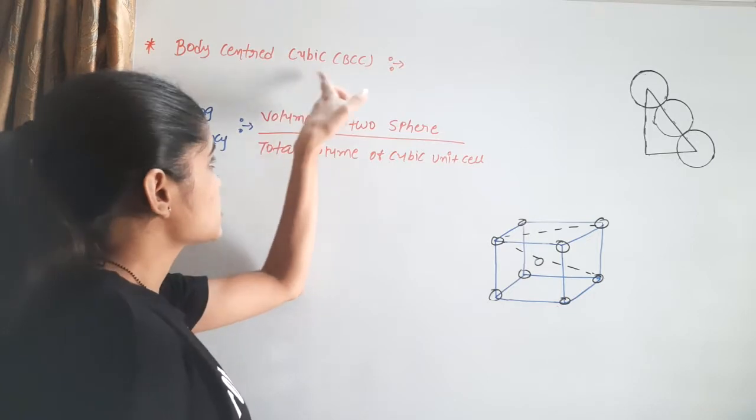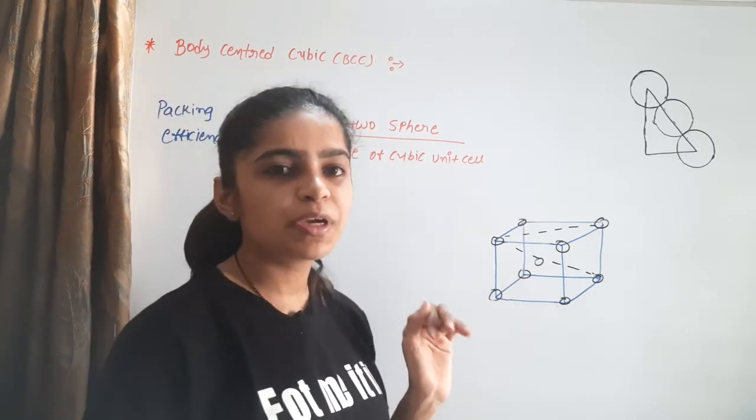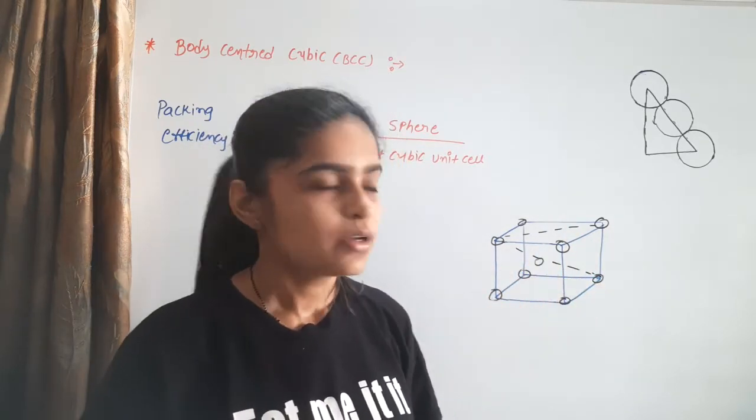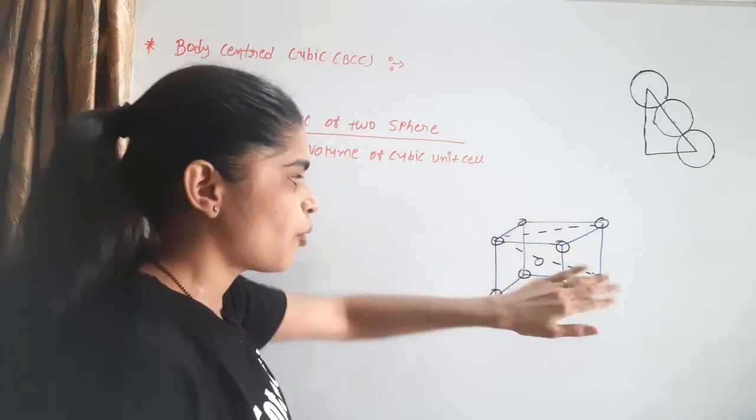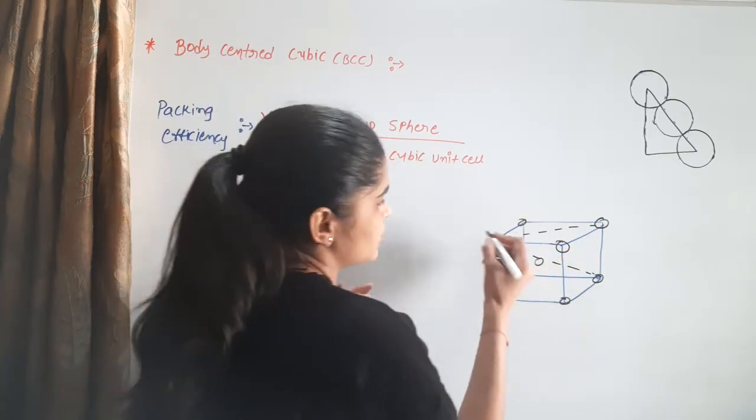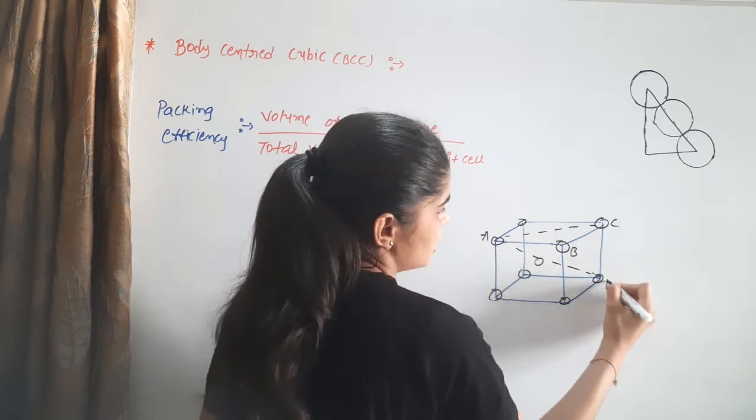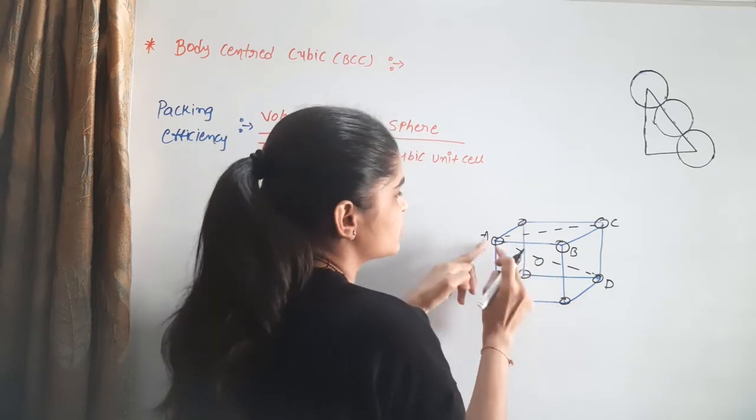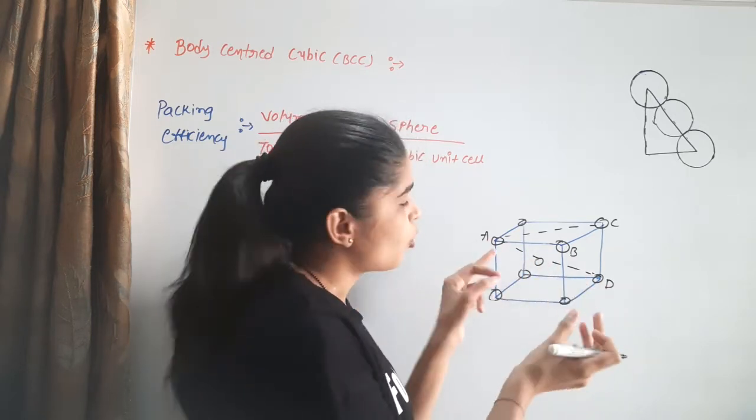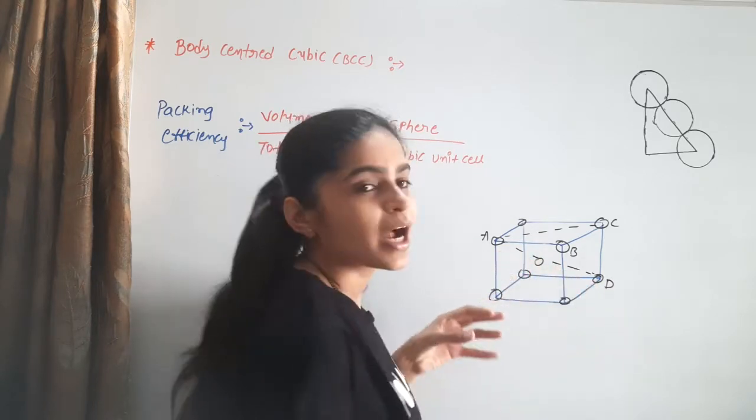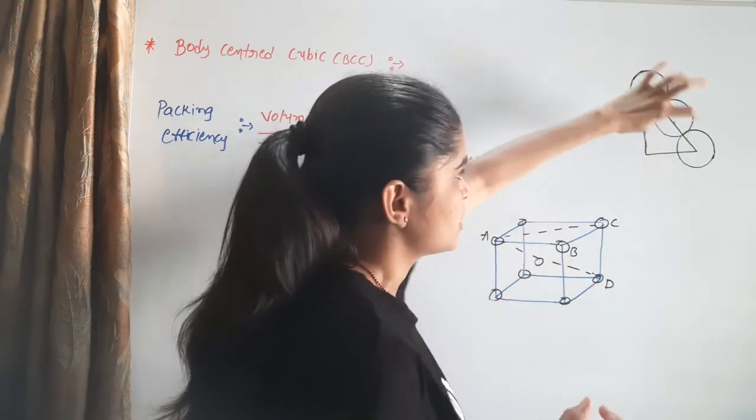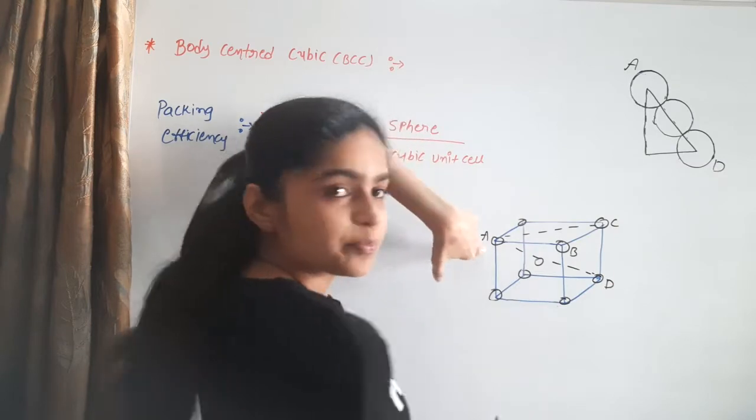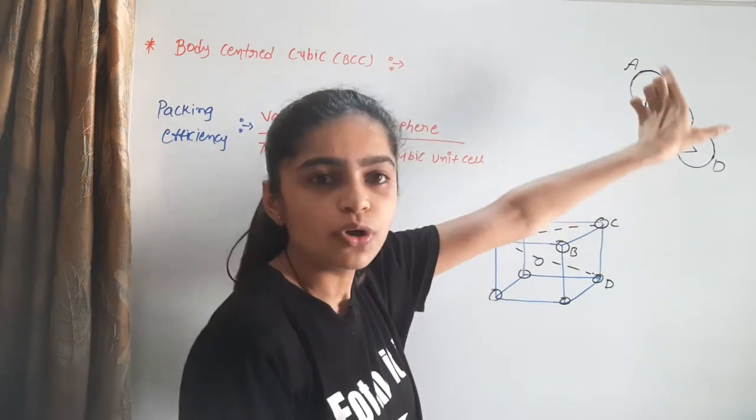Next, body centered cubic arrangement. In the body centered cubic arrangement, 8 atoms are present on the corners and 1 atom in the center. So in this figure, this is the body centered cubic cell. Name the points A, B, C, D. When we find that distance, this is the diagonal, and all 3 atoms are touching each other, 1, 2, 3. We name this atom A and this atom D. So these 3 are along the diagonal.